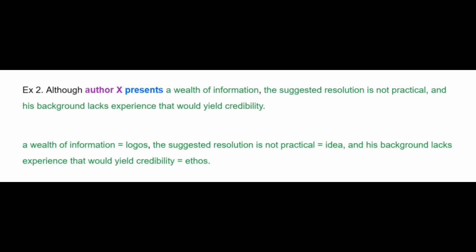Another example is, although author X presents a wealth of information, the suggested resolution is not practical and his background lacks experience that will yield credibility. So wealth of information is logos, suggested resolution is not practical is the critique of an idea, and background lacking experience that yields credibility is ethos. You don't have to say that the author did a good job with everything. You can say that you think there's something the author could have done better.